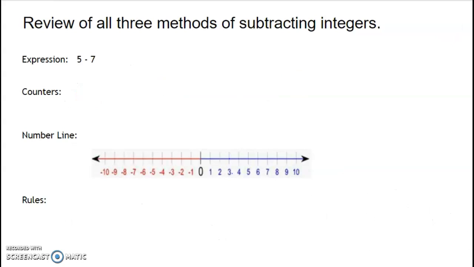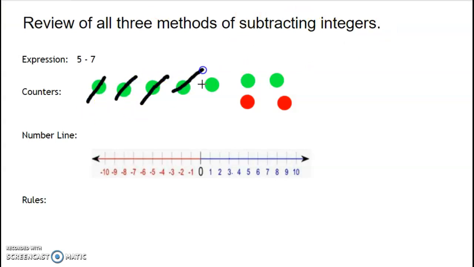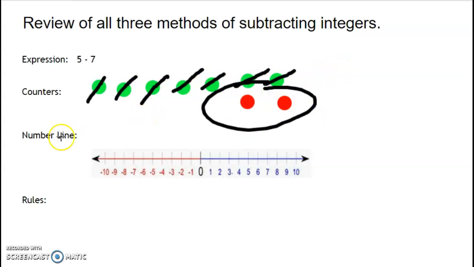Example number 2 is the opposite. What if we have a smaller number and we're taking away more than what we have? So that means I have 5 green counters and I'm trying to take away 7. I only have 5, so that means I'm going to have to add 2 more 0 pairs in order to have 7 that I can take away. Now I'm going to go ahead and cross out the 7 green counters. 1, 2, 3, 4, 5, 6, 7. That means I'm left with negative 2 as my answer.